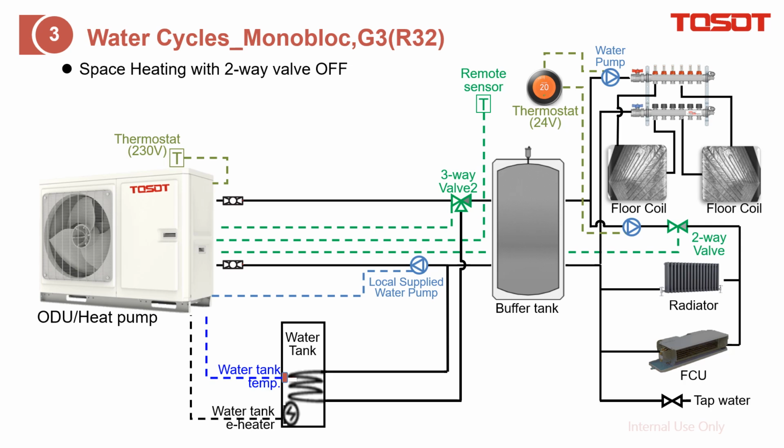When it goes to space heating with the two-way valve off, here's the two-way valve. When you turn off this one, we just produce the hot water and stop at the buffer tank, just like this. You can see that we just prepare the hot water in the buffer tank for when heating is required. For example, if this floor coil requires heating, we just turn on this water pump through this thermostat to introduce the hot water to the floor coil for the space heating.